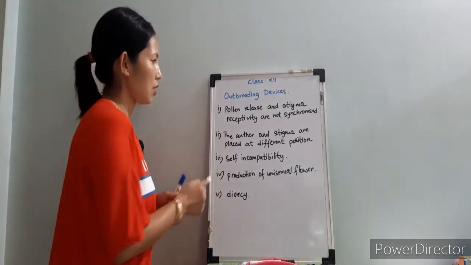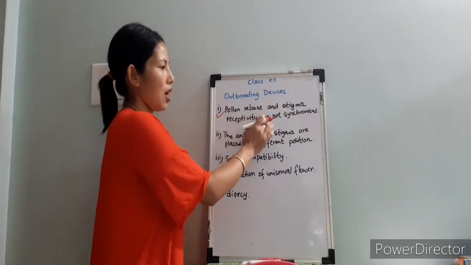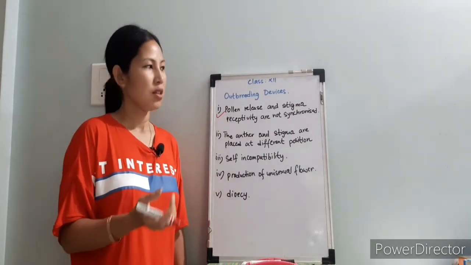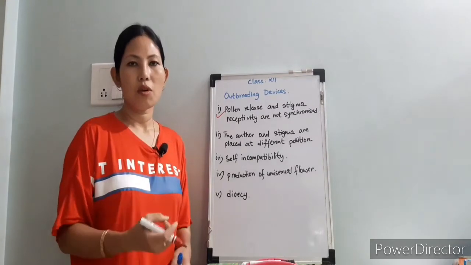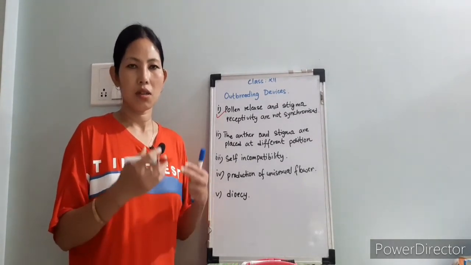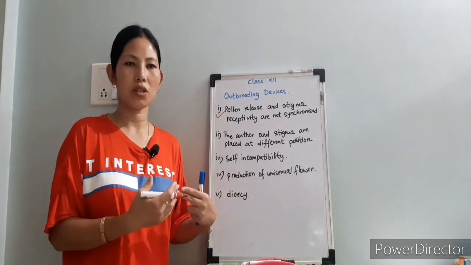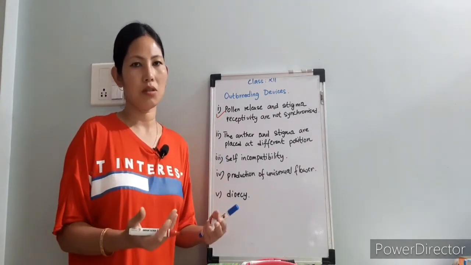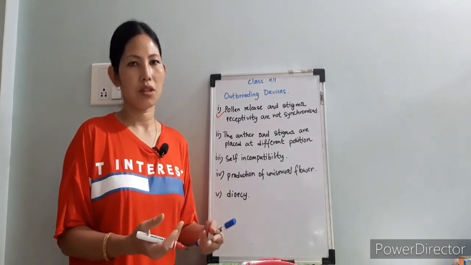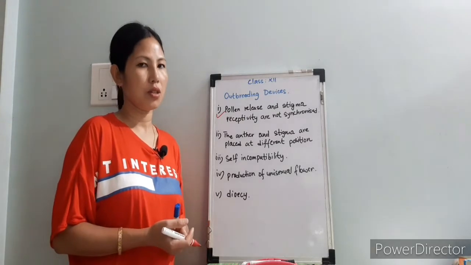First, number one, pollen release and stigma receptivity are not synchronized. Here, as I said, in a bisexual flower, the time of pollen release and the receptivity of the stigma are not matched, right? It means when the stigma is receptive to receive a pollen grain for germination, during that time there will be no pollen release. So as a result, it will prevent the self-pollination process. So this is one of the ways by which they overcome inbreeding depression.